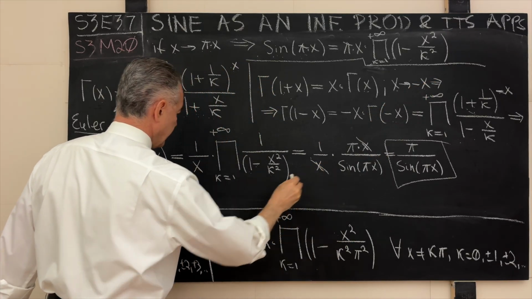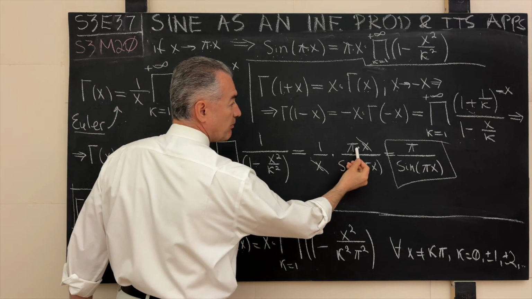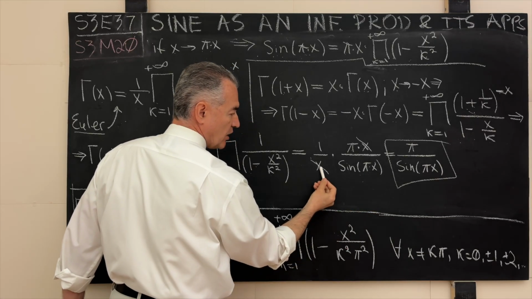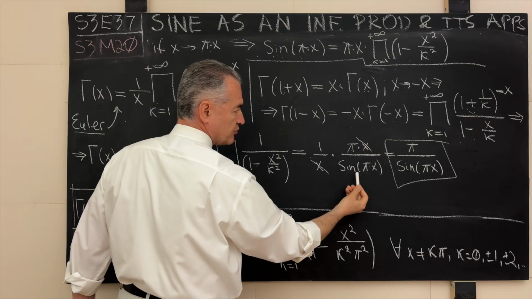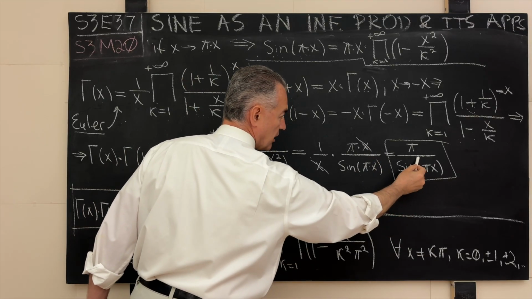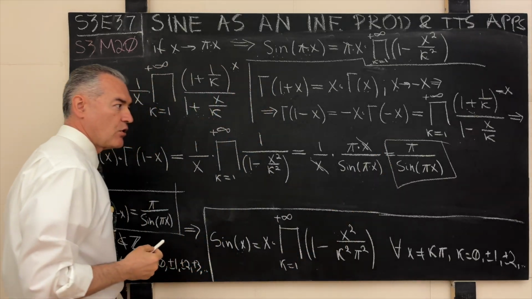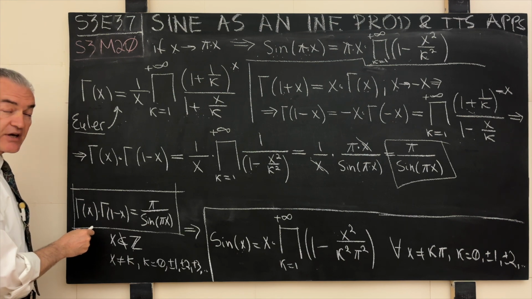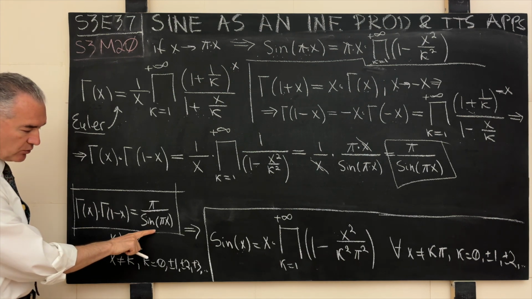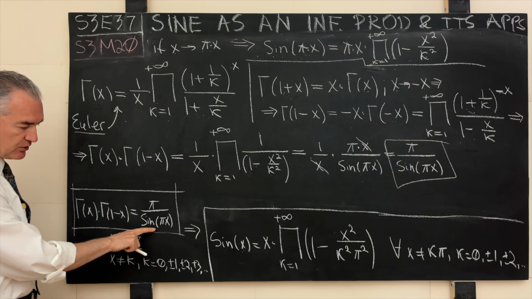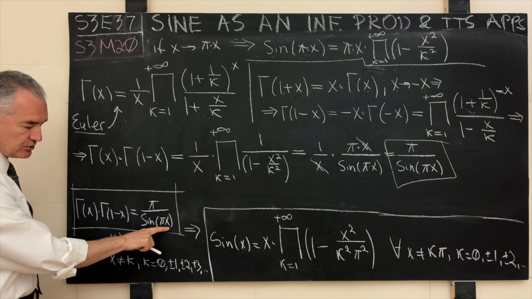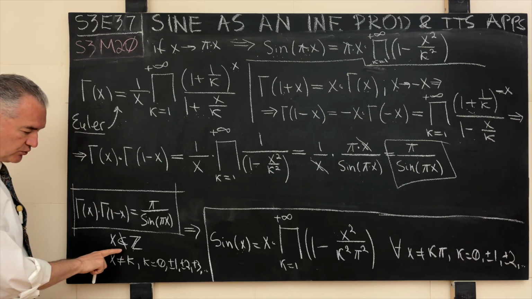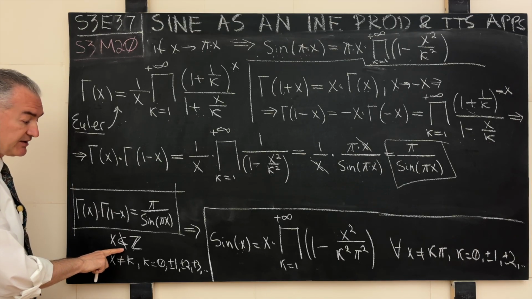1 divided by x times pi x divided by sine of pi times x. One copy of x in the denominator and one copy of x in the numerator cancel each other out, and voila, we have our pi over sine of pi times x. And this is the so-called reflection formula for the gamma function. In this case, obviously, sine cannot be 0 because it's in the denominator, and the zeros of this function are delivered by all integral values of x. So we exclude those values.